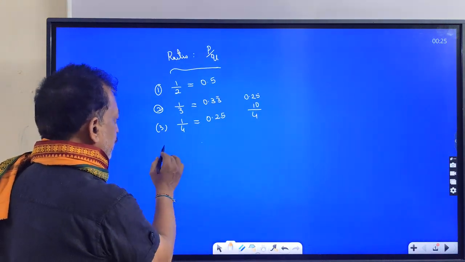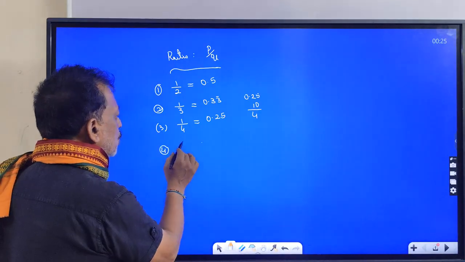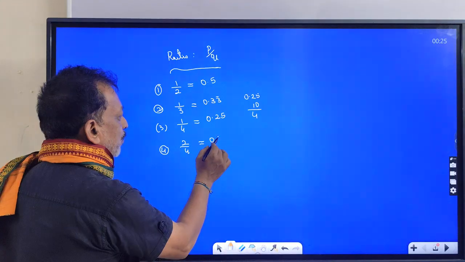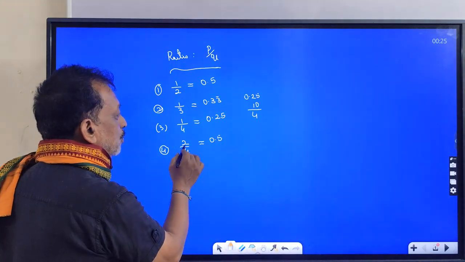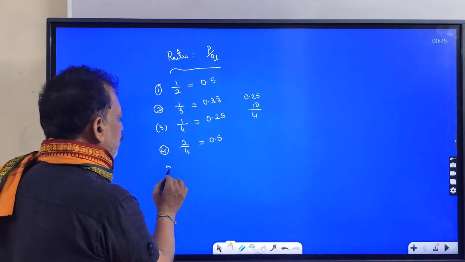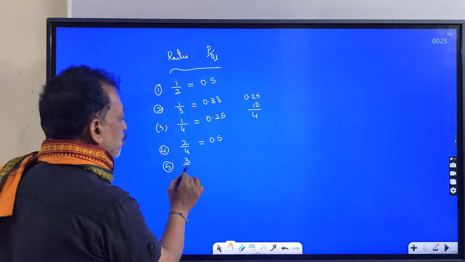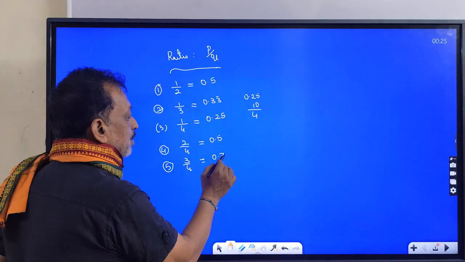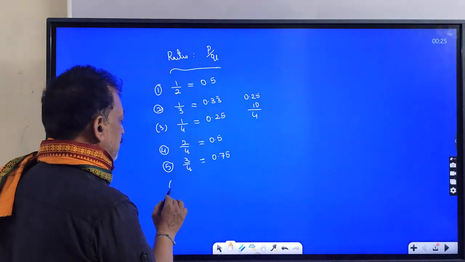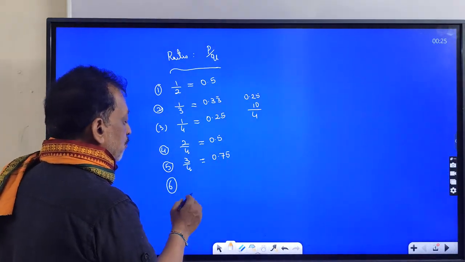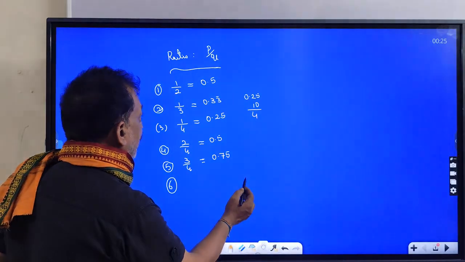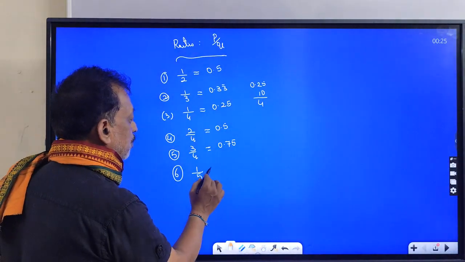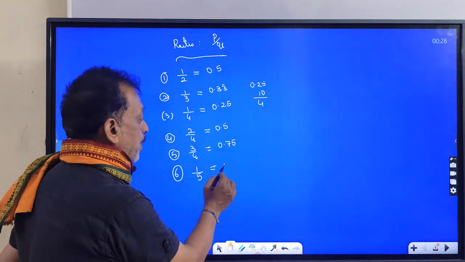Next, the fourth one, 2 by 4. 2 by 4 is automatically 0.5. And the fifth one is 3 by 4. 3 by 4 is equal to 0.75. The sixth one is 1 by 5. 1 by 5 is equal to 0.2.